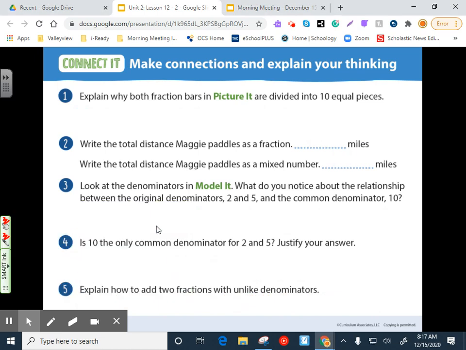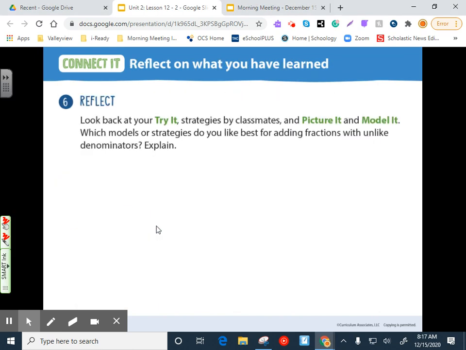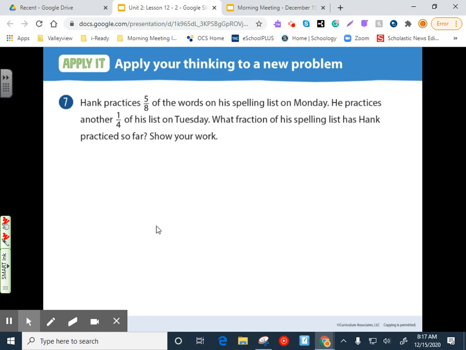Go ahead and skip 6. And let's look at 7. All right, Hank practices 5/8 of the words of his spelling list on Monday. He practices another 1/4 of his list on Tuesday. What fraction of his spelling list has Hank practiced so far? Show your work. So let's take a look at this. So put 5/8 down here, and we're going to add 1/4.